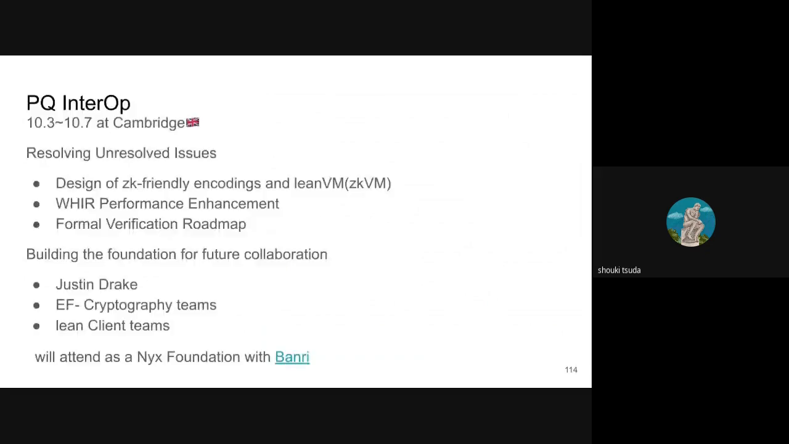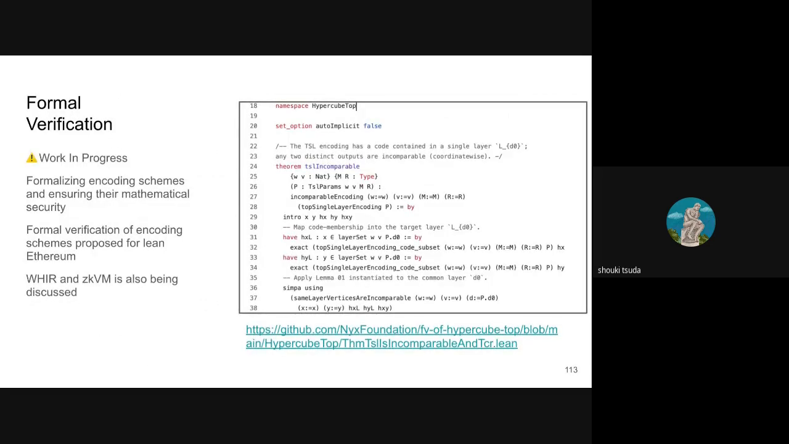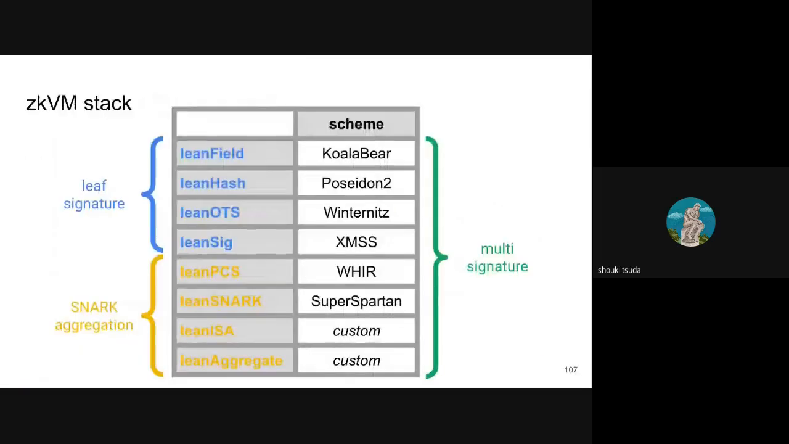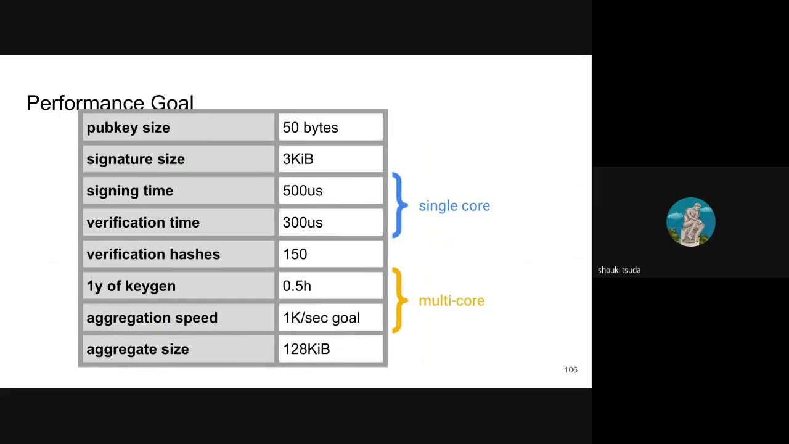In the presentation, you said it took 0.5 hours to set up one signature. So this means we have to change the key every year. Yeah. Or you can go for 2.5 hours every 5 years.